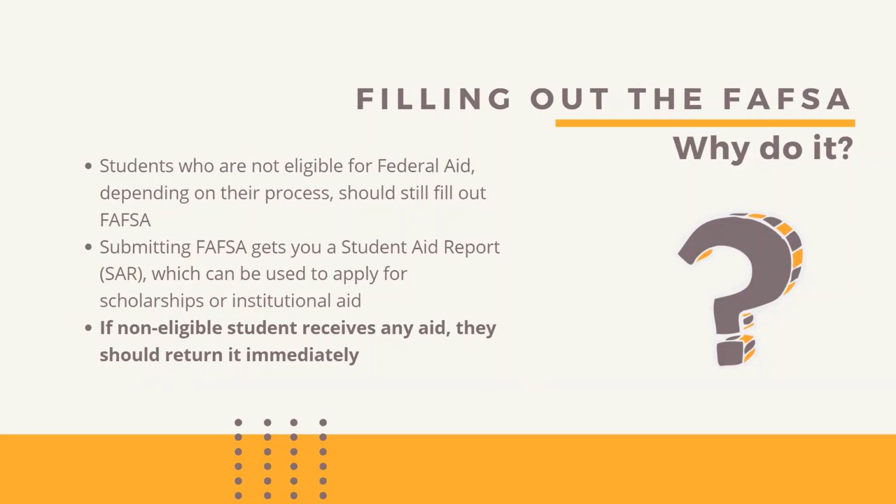One of the forms that is used to determine your access to federal financial aid is FAFSA. Students who are not eligible for federal aid, depending on their process, can still fill out FAFSA. FAFSA gives you a student aid report, also known as an SAR, which can be used to apply for scholarships or institutional aid. If you're not an eligible student, maybe you have DACA or you're undocumented, and you receive any kind of federal funding, you should return it immediately.